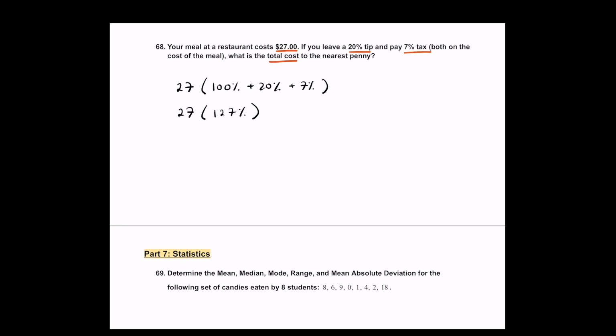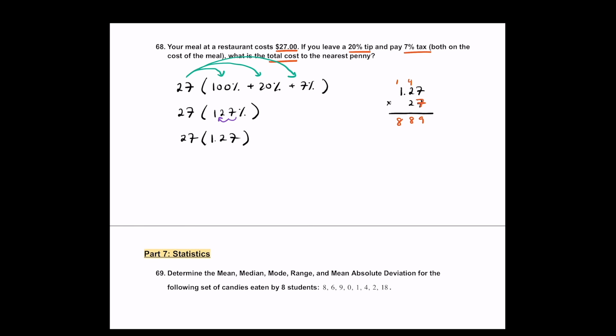You can think about this using distributive property as well, where you're paying for 100% of the meal, then you're paying for 20% of the meal for the tip, and you're going to pay for 7% of the meal for the tax. Converting 127% to a decimal, that's going to be 1.27. And I can't do this in my head. So 1.27 times 27. Don't know why I chose those exact numbers, but they match. 7 times 7, hopefully you know your standard algorithm, that's 49, carry the 4. 7 times 2 is 14, plus 4 is 18, carry the 1. 7 times 1 is 7, plus 1 is 8.